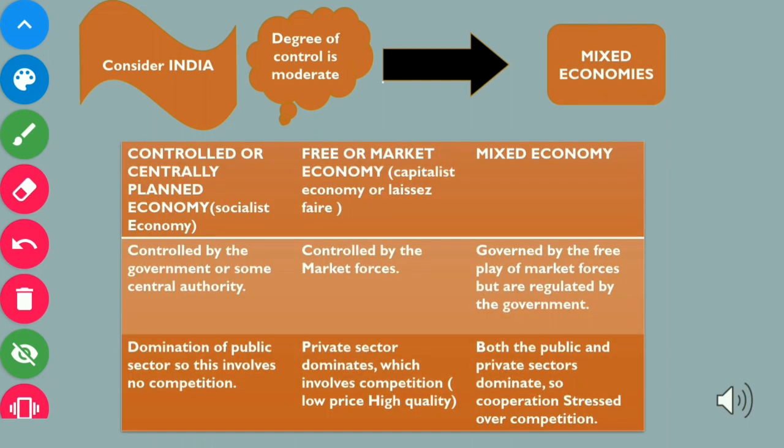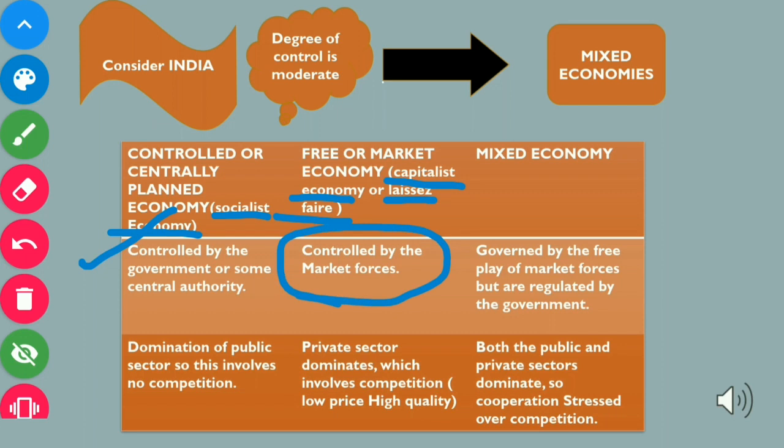So, firstly, talking about the controlled or the centrally planned economy, which is also known as socialist economy, given by Karl Marx, it is something that is controlled by the government or some central authority. On the other hand, if you talk about free or market economy, that is also known as capitalist economy, given by Adam Smith, or you can also call it laissez-faire. So it is something which is controlled by the market forces, basically the demand and supply. So consumer and producer both play the major role.